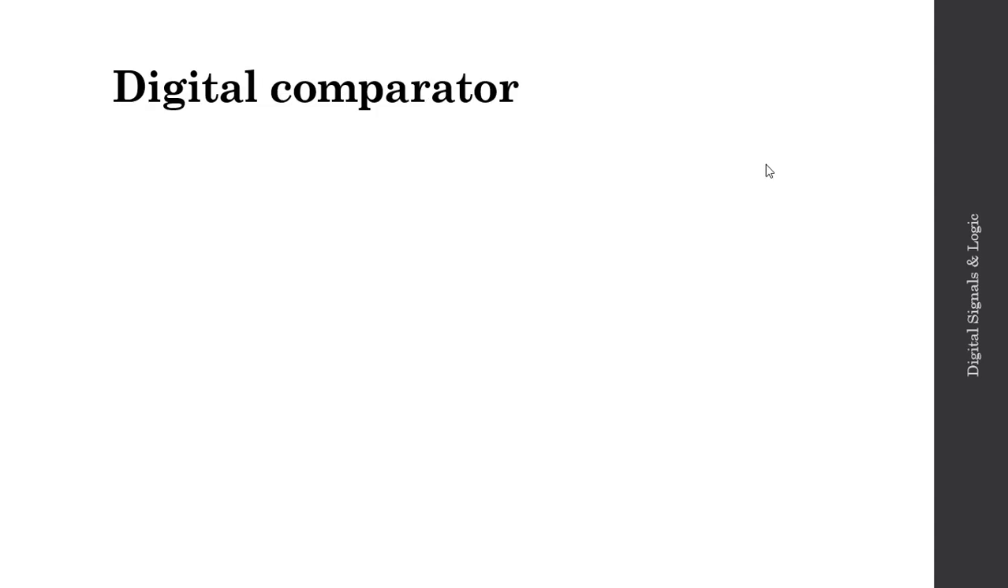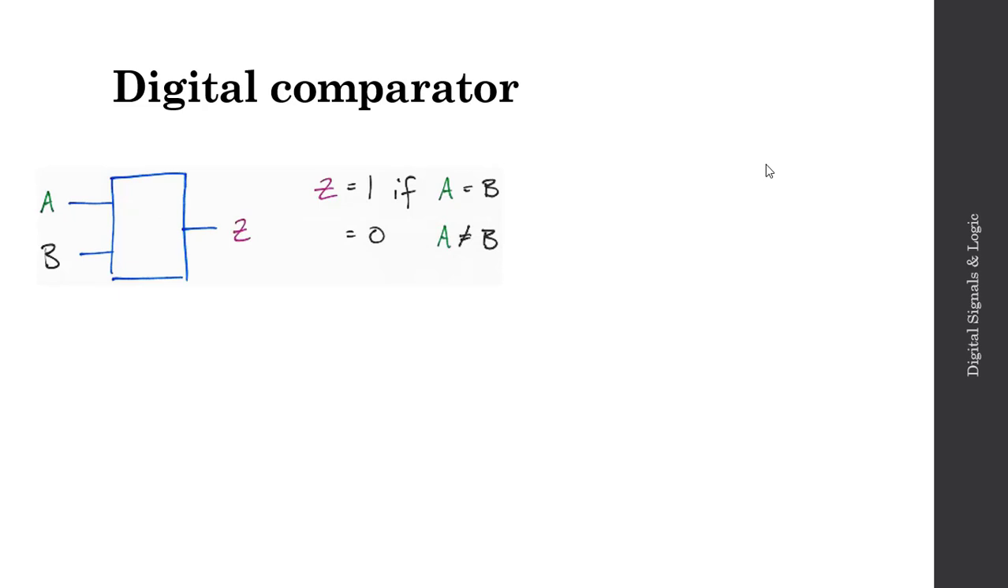Let's build a digital comparator, where we want to compare 2 digital or binary inputs. So let's consider a black box then, subject to 2 inputs, A and B. We'll have 1 output, Z. The goal here then is that we want Z equal to 1 if A equals B, and Z equal to 0 if A is not equal to B.